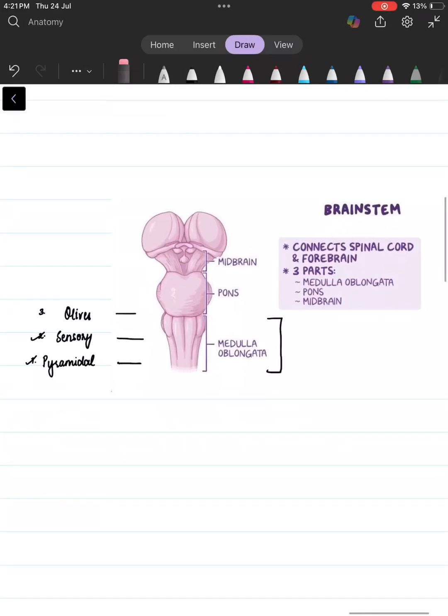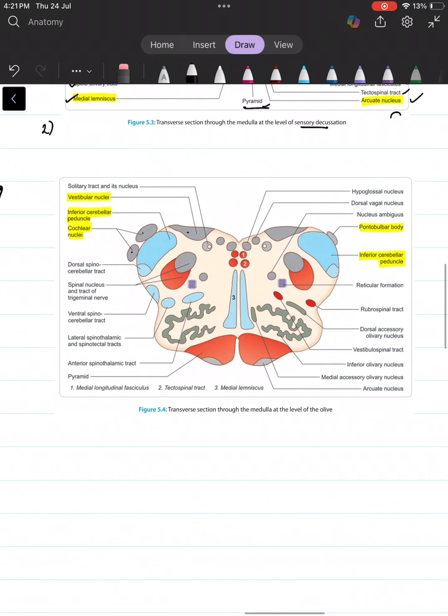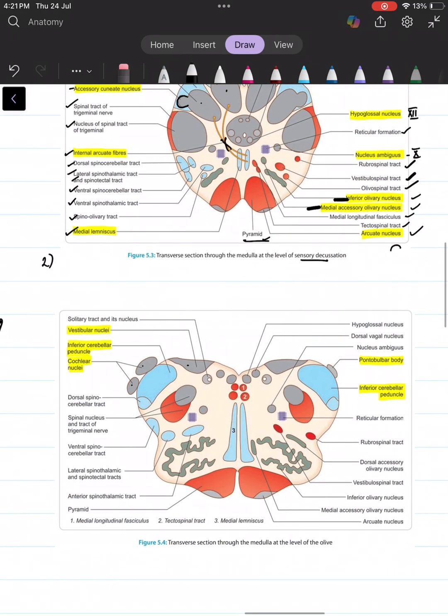Let's finish a little more neuroanatomy before your internals. We were looking at the internal structure of the medulla, or the TS. We are done with pyramidal decussation and sensory decussation. Now it's time for the TS of medulla at the level of olives. As usual, let's compare it with the previous section.